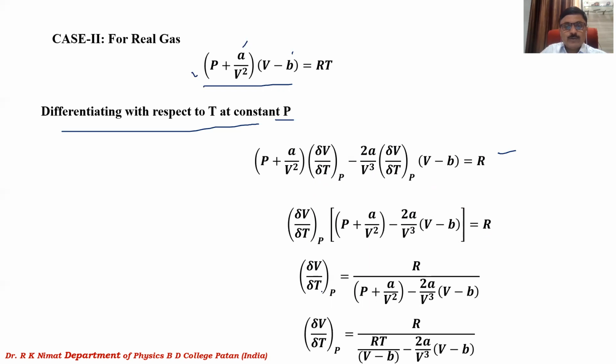Or we can write (∂V/∂T) at constant P is equal to, take this square bracketed term to the RHS, so it will come into the denominator. And you will get (∂V/∂T) at constant P is equal to R divided by [P plus A divided by V square minus 2A divided by V cube into (V minus B)]. Now, P plus A divided by V square is nothing but RT divided by V minus B. So use here RT divided by V minus B instead of P plus A by V square, minus 2A divided by V cube into V minus B.